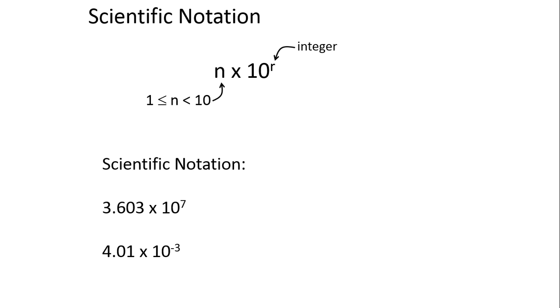This number is also in scientific notation. The number in front of the multiplication sign is between 1 and 10. And the number after that is 10 raised to a power that's an integer. The integer is -3.